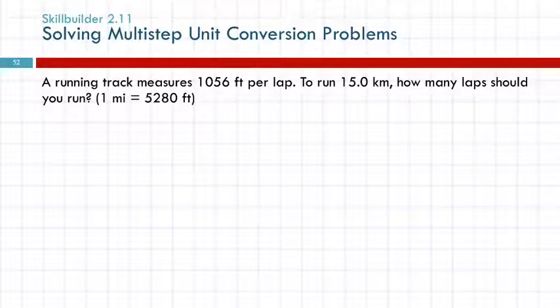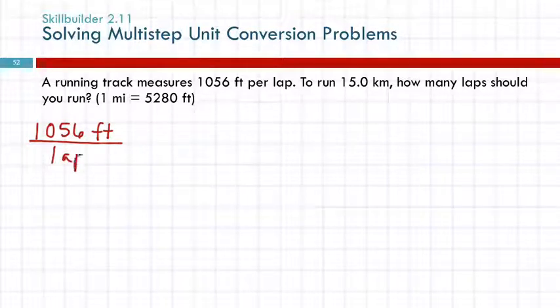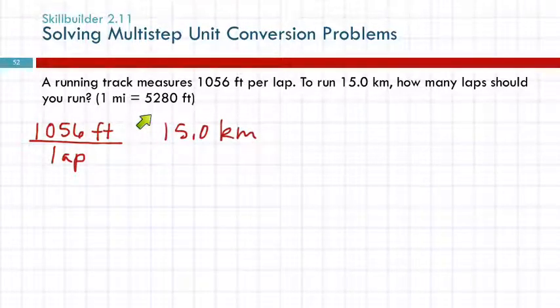So I read the question, and I'm going to write down the numbers. So 1,056 feet per lap. Per is like a fraction. So 1,056 feet per lap. And then I've got 15.0 kilometers, that's already written nicely, so I'm not going to write that down again. I've got this relationship.